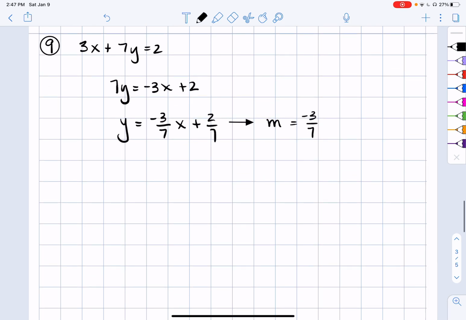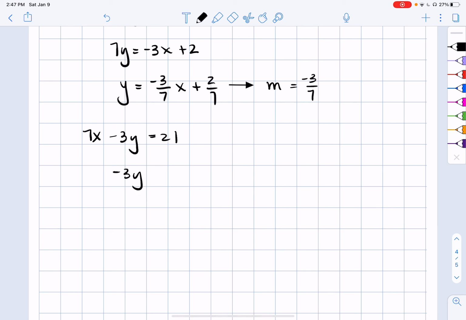All right. So now I'm going to take the second equation, which is 7x minus 3y is equal to 21. So I got to subtract that 7x over. So -3y is equal to -7x plus 21. Now I'm going to divide everything by -3. So y is going to equal 7 over 3x minus 7. Now, -7 divided by -3 is going to be +7 divided by 3. So I have that the slope here is +7 over 3.